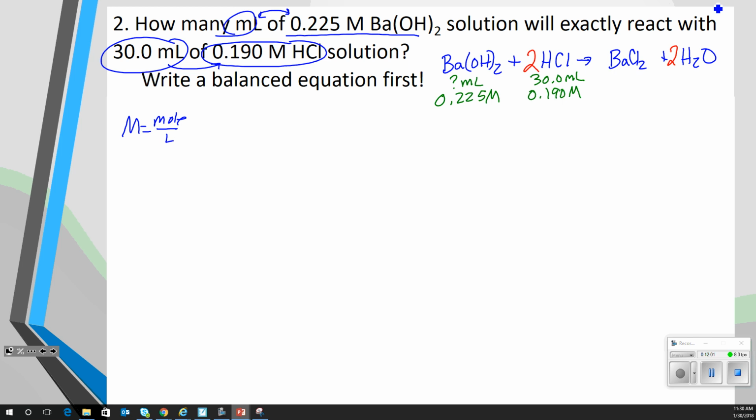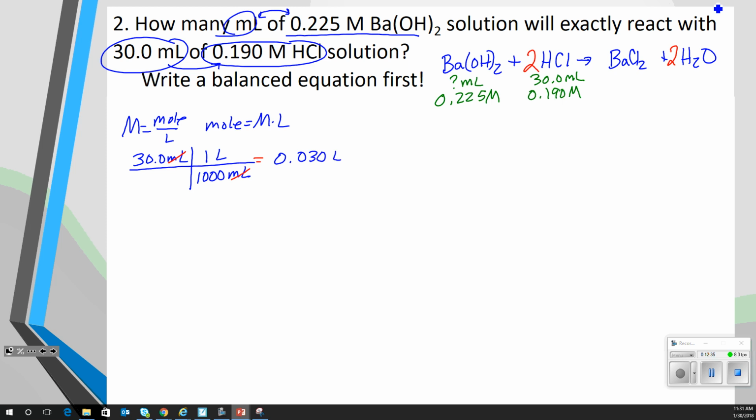So I want to find moles. Moles is going to be molarity times liters. So I have to get the milliliters into liters first. I'm going to take that 30.0 milliliters, and in 1 liter, there's 1,000 milliliters. Milliliters will cancel, and I'll be left with, so move it 3 places, 0.030 liters. Is everybody okay with that?